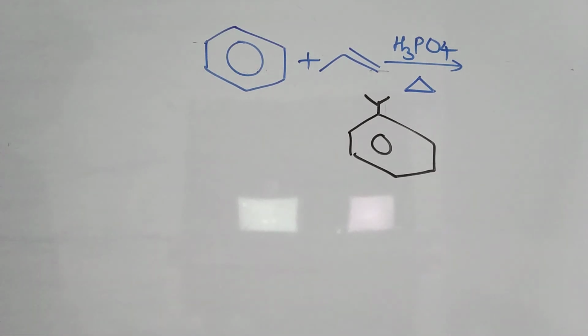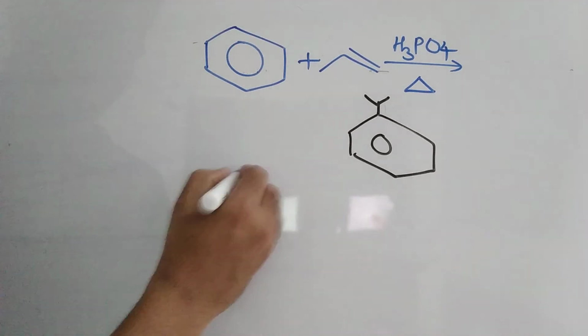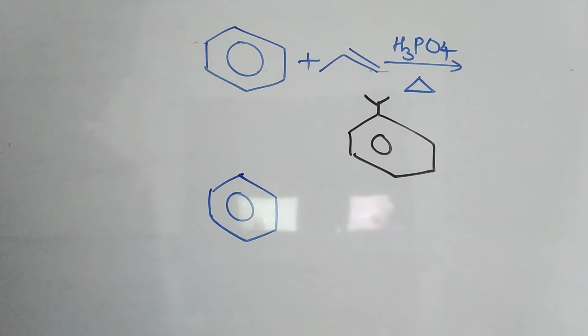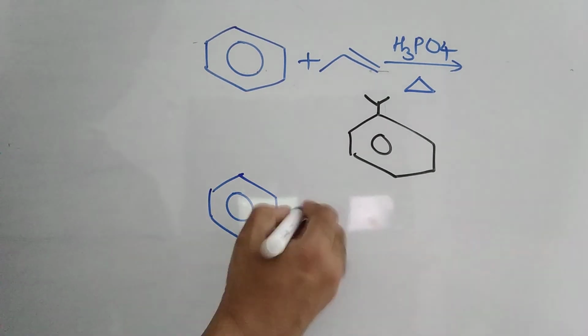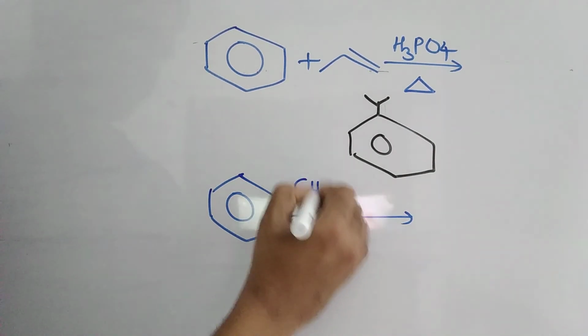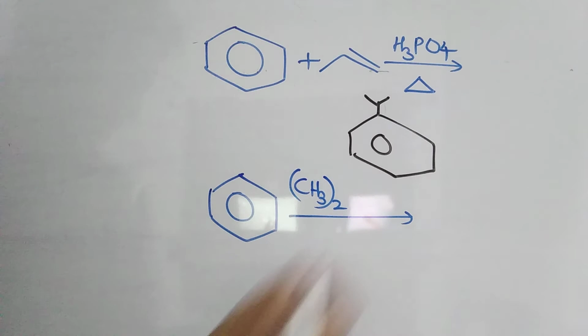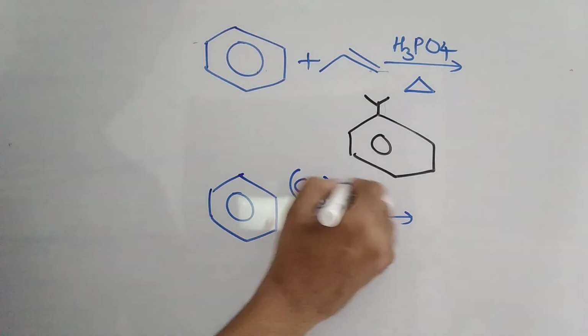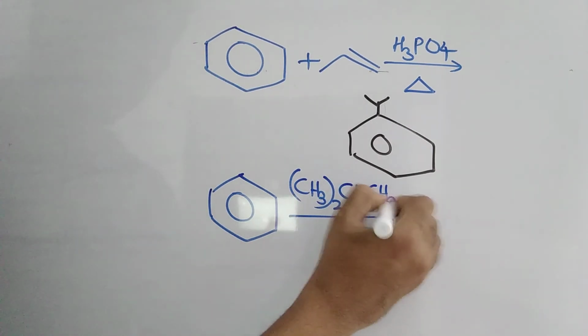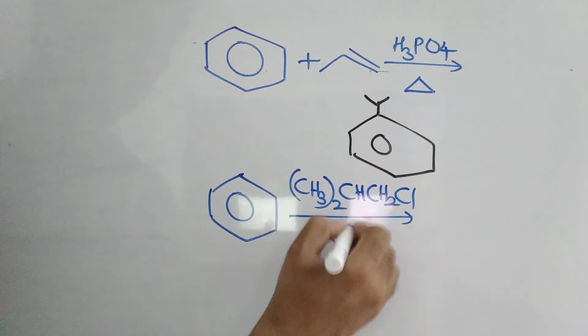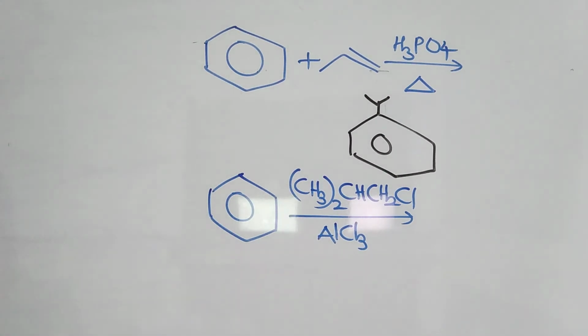Then a similar type of question. Benzene, when you are treating with (CH3)2CHCH2Cl in the presence of AlCl3. Whenever I write AlCl3, you should take it as anhydrous AlCl3 only. What happens in this reaction?